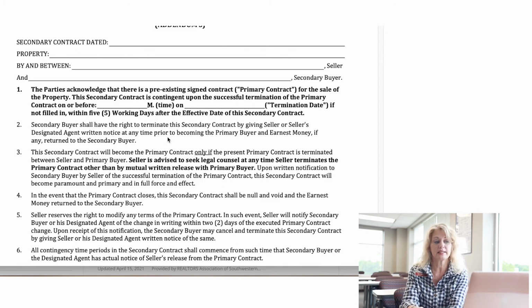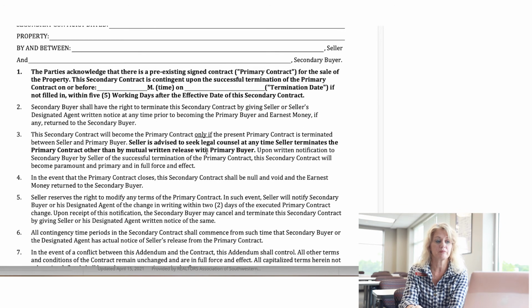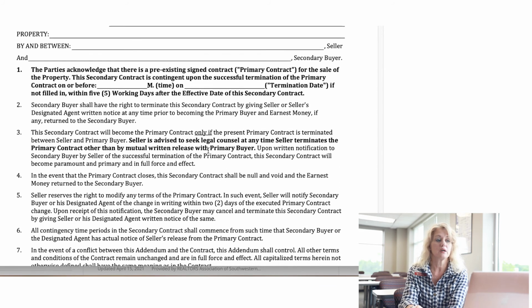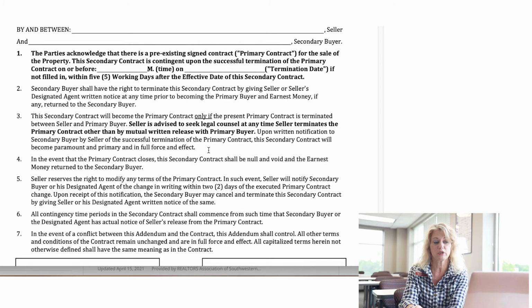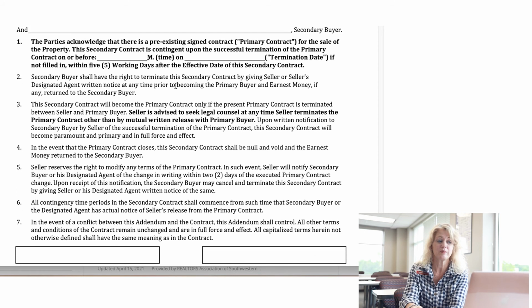The secondary buyer has the opportunity to terminate their secondary contract at any time so long as it's in the secondary position. It does have to be in writing, of course, with the termination. If earnest money is deposited, you would have to do the release of earnest money, and the seller would have to release that earnest money according to the terms of the secondary contract. The secondary buyer shall have the right to terminate, so long as they present it in writing and it's prior to them becoming the primary buyer.